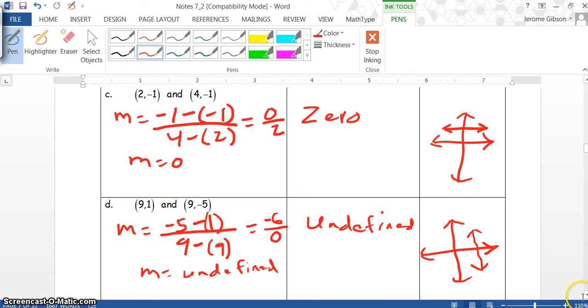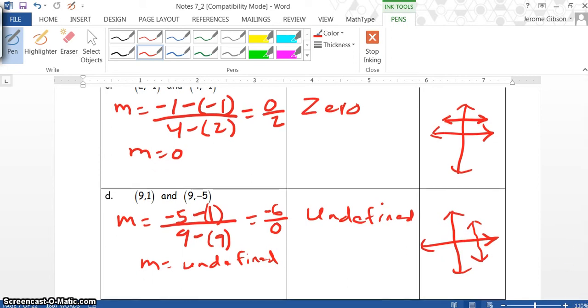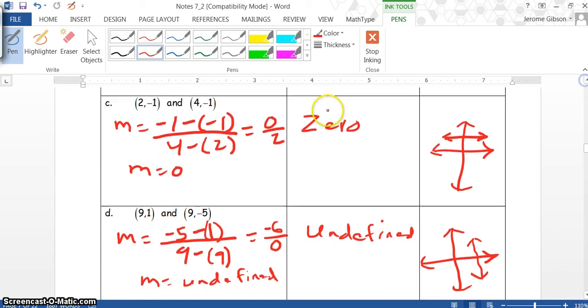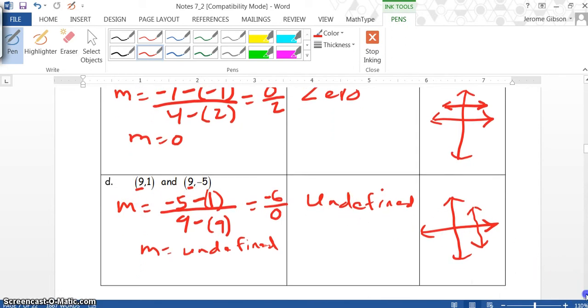And that is the final answer. Now, one thing I want you to pay attention to with 0 slope and undefined slope. If you notice here, when your y values are exactly the same, you come out with a 0 slope. And that means that your y's are the same, not your x's. And then here in D, when it's undefined, your x's are the same, but your y's are not. So your slope will be undefined.